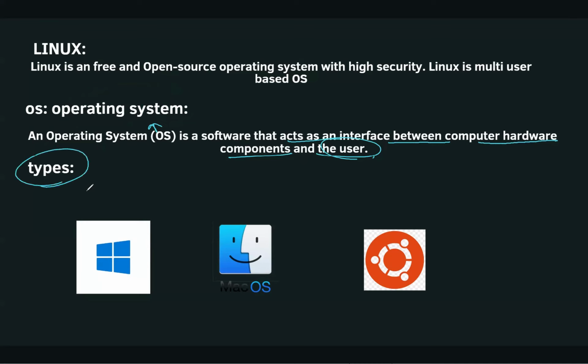So see here, types of OSs. If you are using Windows, we have Windows OS. If you are using a MacBook, you have the Mac OS. If you are using Ubuntu, we have the Ubuntu OS. So online, clear for all of you about the types of OSs? Next, that's great.